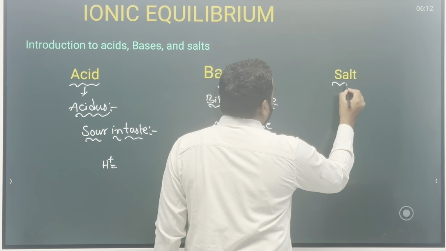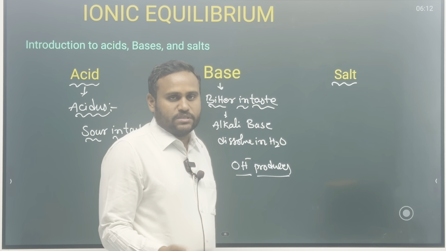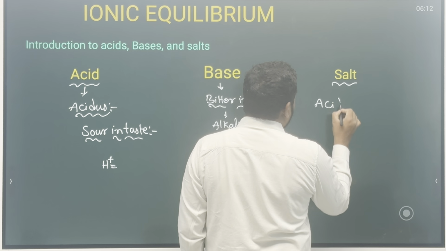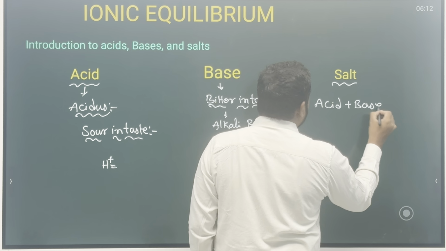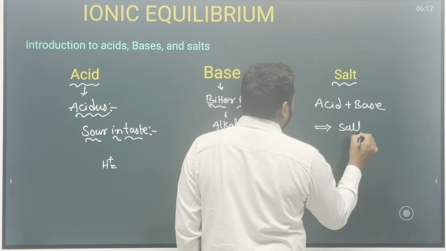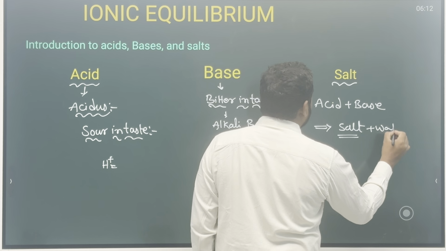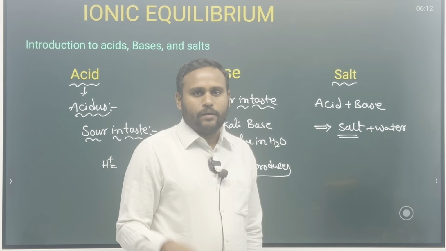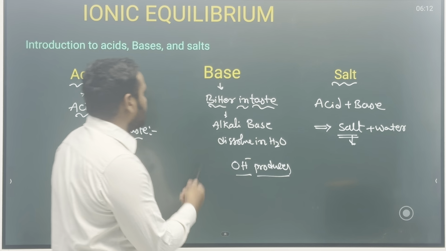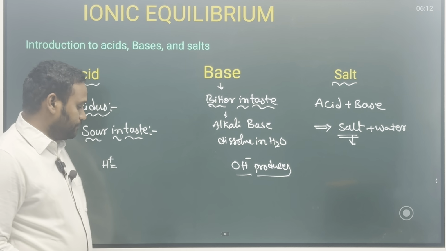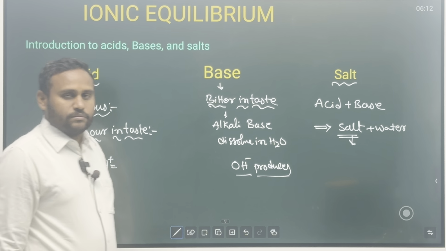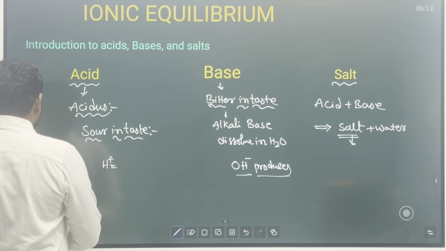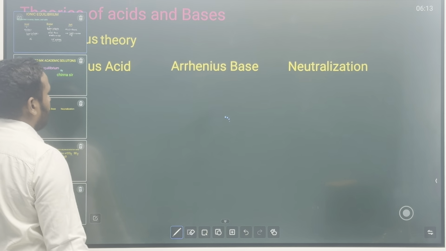Next, what is a salt? A salt is the substance formed by a neutralization reaction: acid plus base gives salt plus water. Salt is neither acid nor base; it is a neutral substance. Likewise, chemists classified substances. Now let us see the different theories which explain the acidic and basic nature of substances.